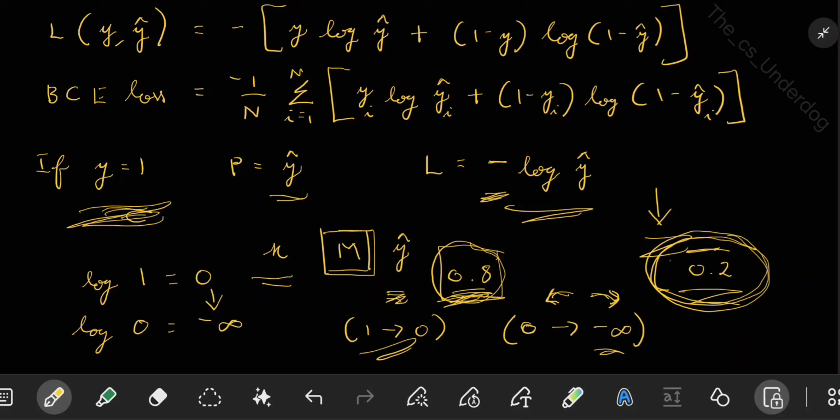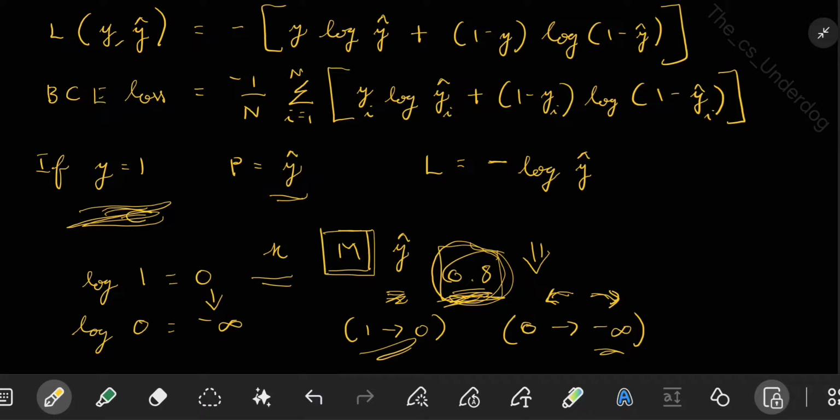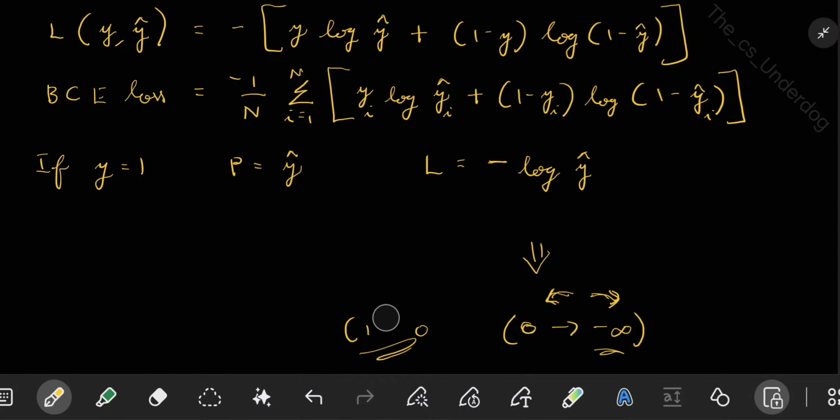That, when added with this negative, becomes positive, which means this case will give a very high loss value. This case will give a lower loss value. So this is the logic using which I am saying loss interpreted as minus log y cap is a good idea. Okay, so just keep this in mind. I am just building different parts for the final solution.